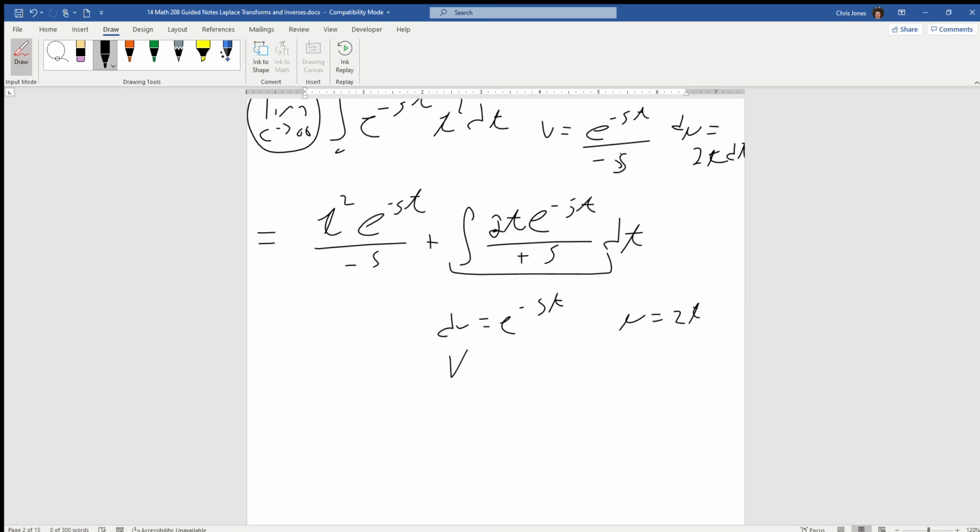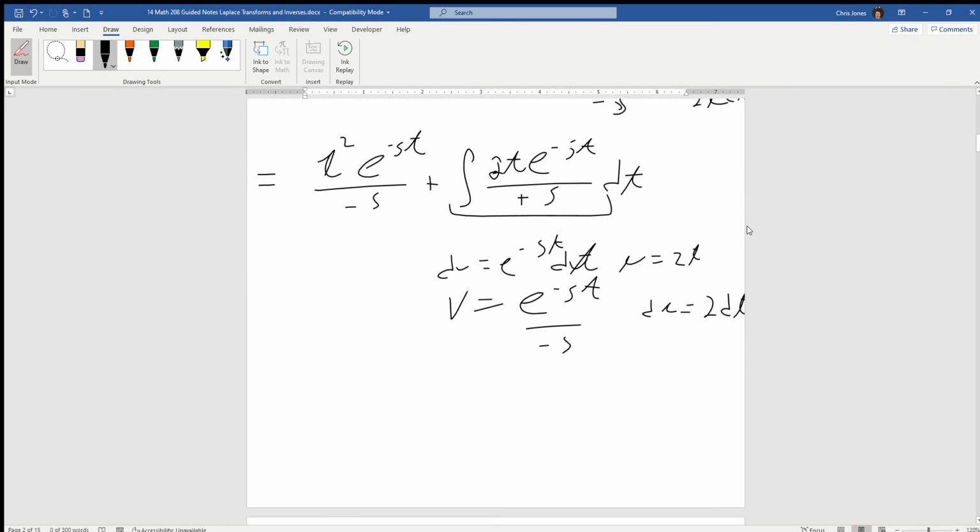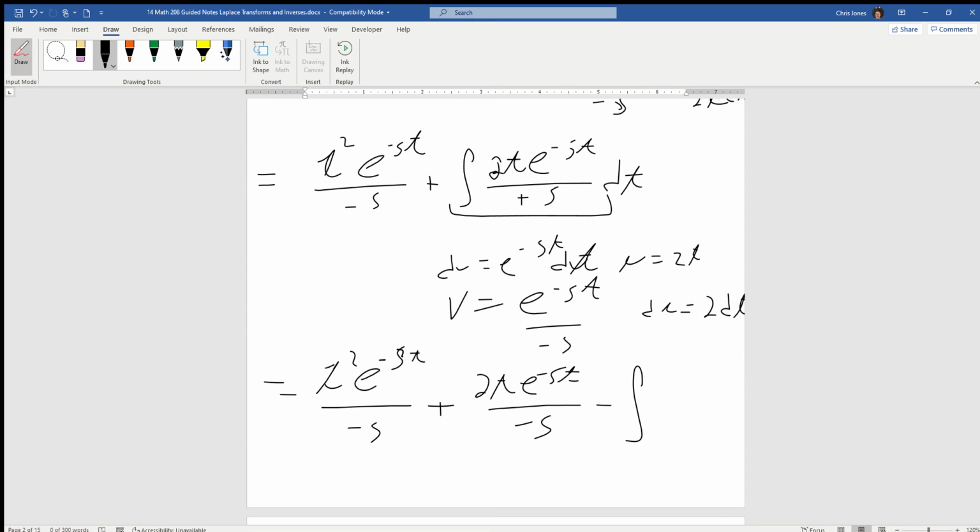Once again, the antiderivative, and this should have a dt in it. Our antiderivative is going to be e to the minus st over negative s, and then our du is going to be 2 dt. So we're going to drop down the t squared e to the minus st divided by minus s. That just drops down. So we have uv, which is going to be 2t e to the minus st over negative s, minus one more integral, and that's going to be v du.